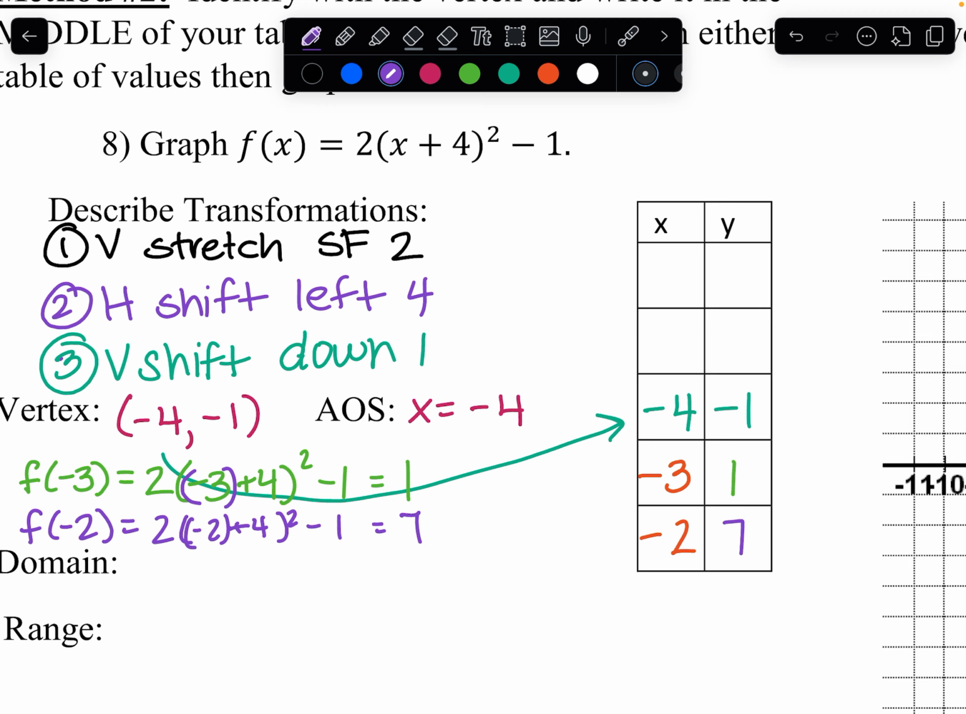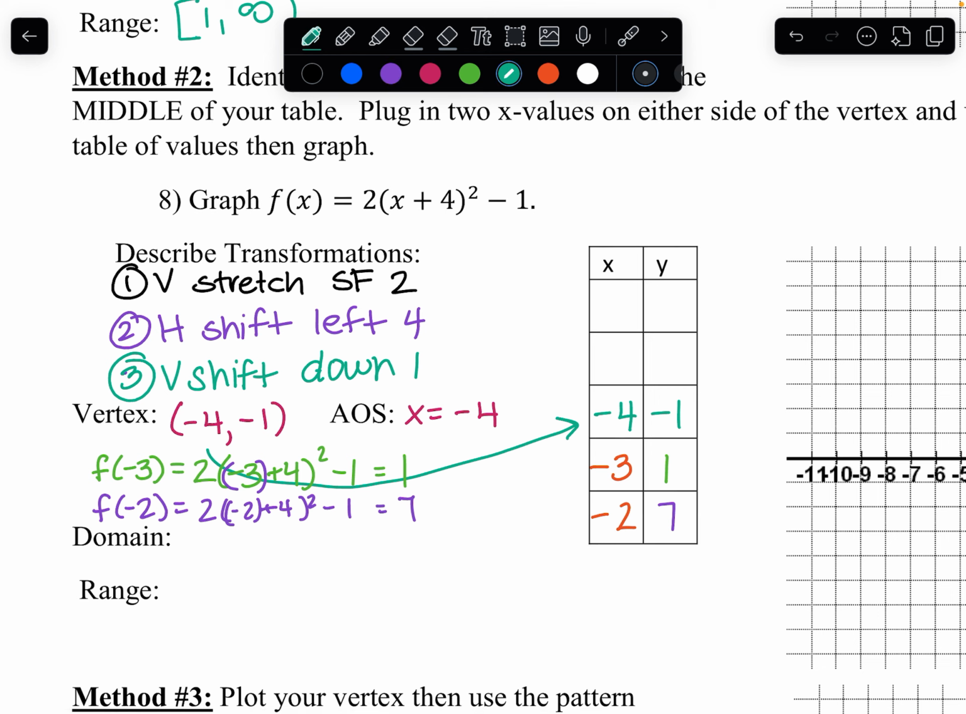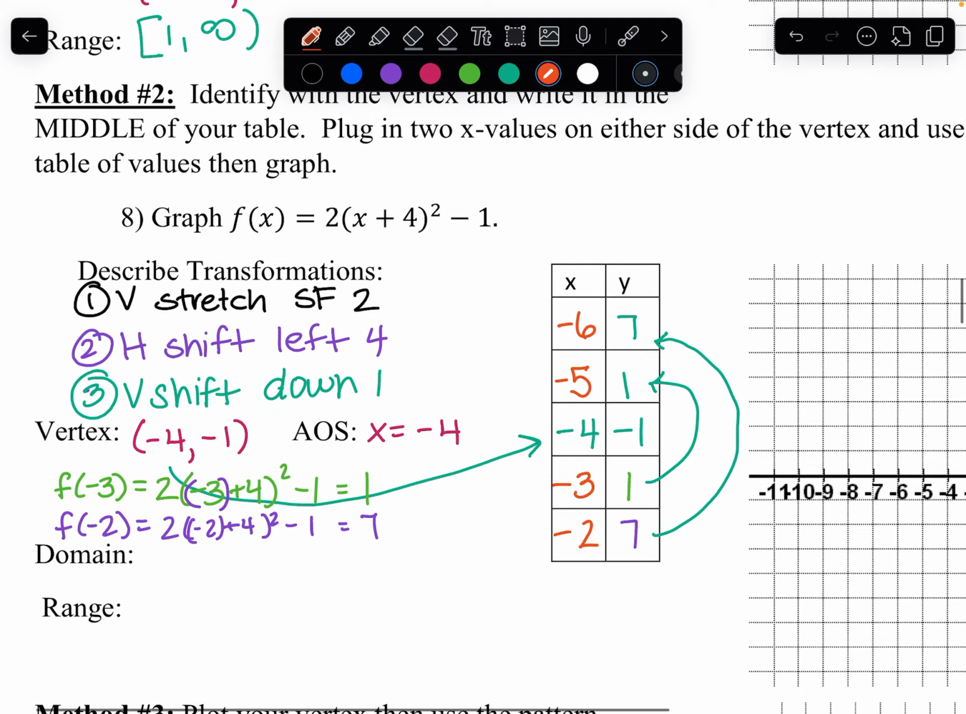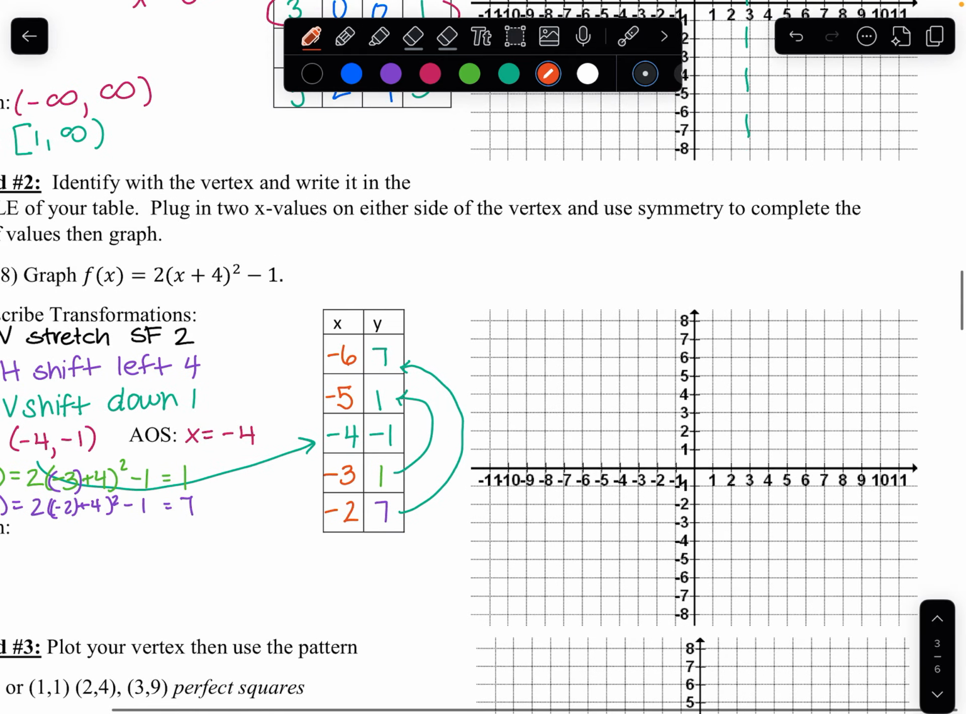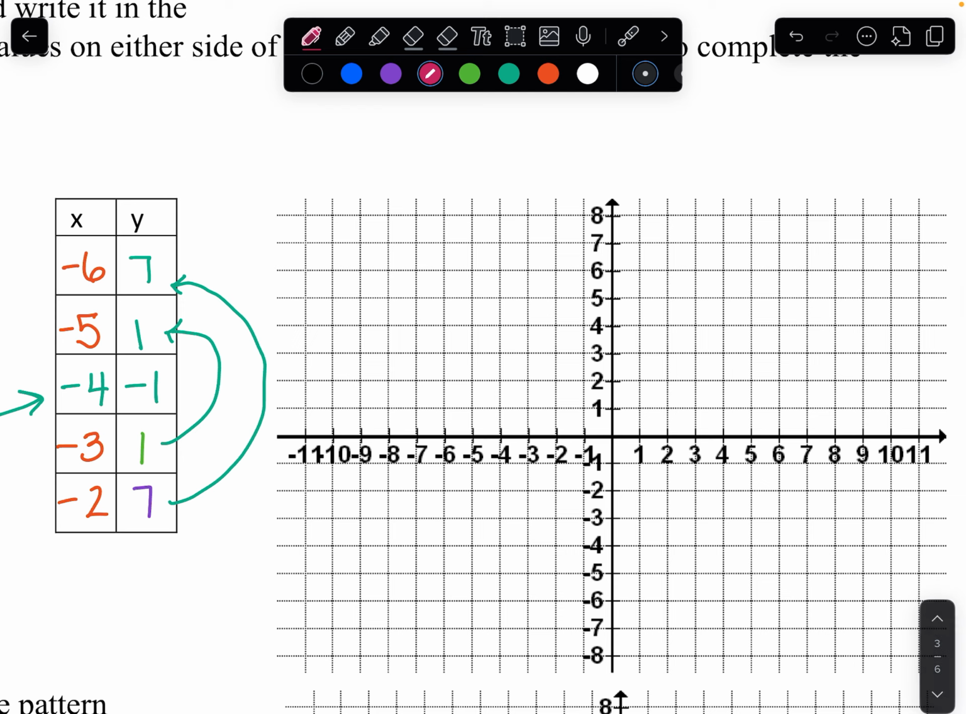So the reason that this method works is because of what we saw in our table. We can now reflect these points over our vertex to get our y values and then just go backwards, so -5 and -6, to fill out our table. I told you, least favorite method. So we can now plot these. -6, +7, negative 5, positive 1, negative 4, negative 1. There we go. And then when we connect them, we get this graph.